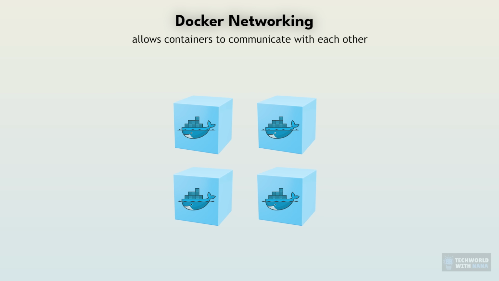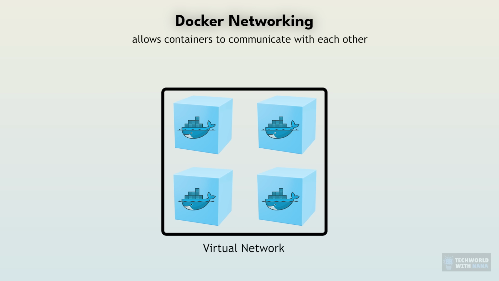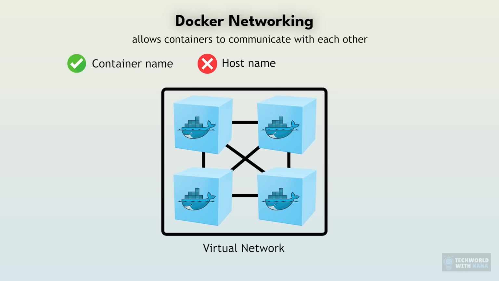So Docker networking allows containers to run in the same virtual network that Docker creates in order to communicate simply with each other using just the container name. So you don't need a host name and port number and so on. This is also very important in microservices architecture.